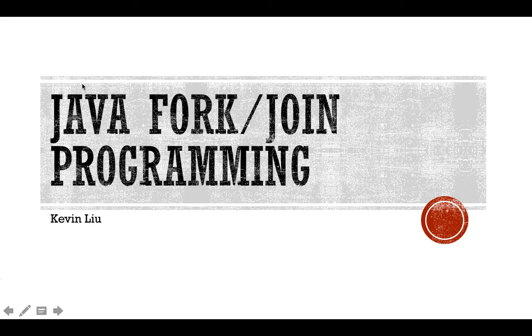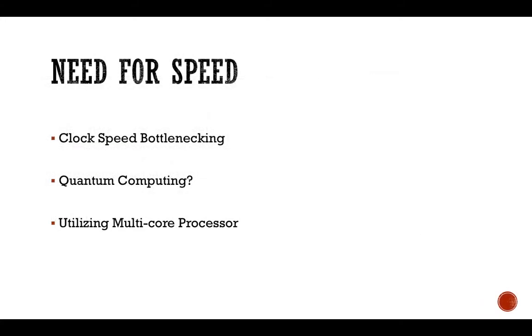Hi guys, today I want to talk about Java parallel programming utilizing the Java fork join framework. I want to start this conversation by introducing the need for speed. As our current market stands, the clock speed of our CPU is reaching a bottleneck. Each new generation of CPU that has come out for the past couple of years does not promise as much of an increase in performance for each single core as it did several years before.